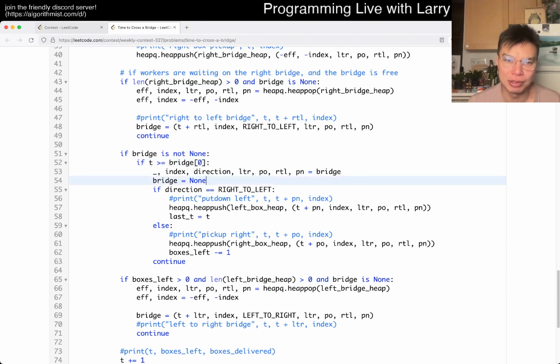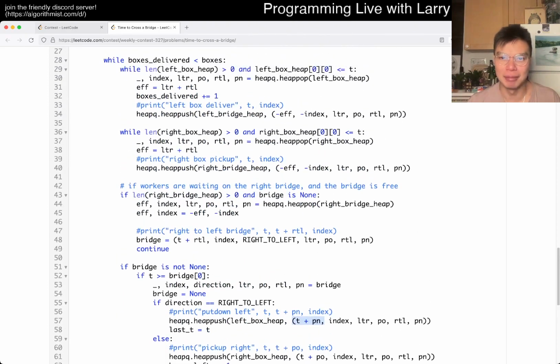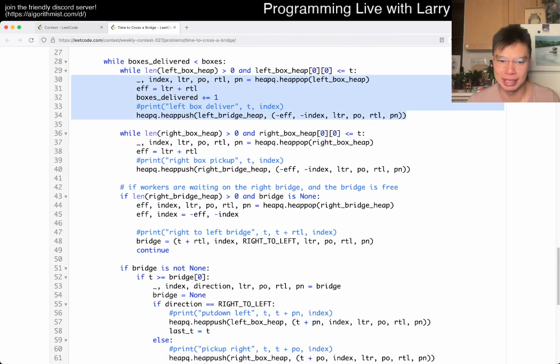And this is basically, we take the variables out of the bridge, we set the bridge equal to 3. If it's going from right to left, we put it on the left heap. We set the time equal to the time plus the time it takes to put the box in. So this is just to put down the boxes. So in t plus pn, the worker will be ready to be free again. So that in t plus pn, this will be happening, right?